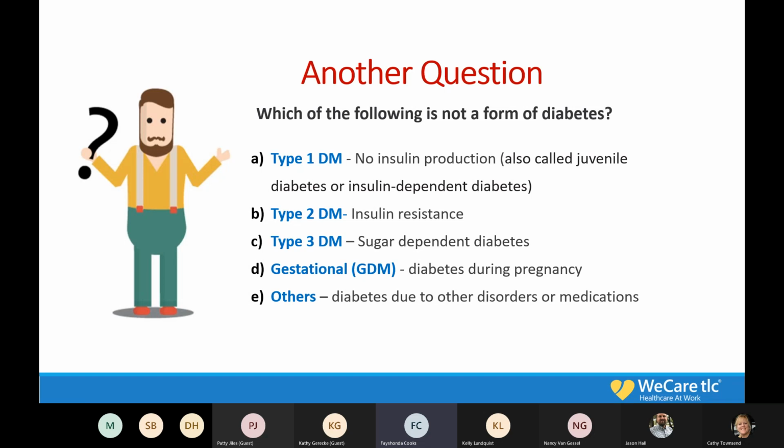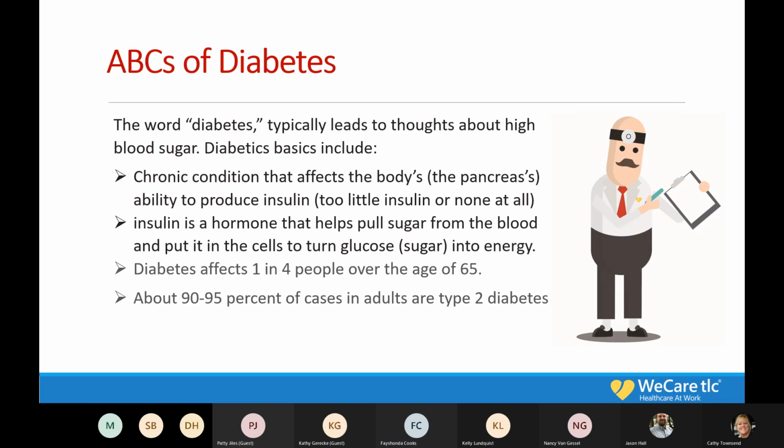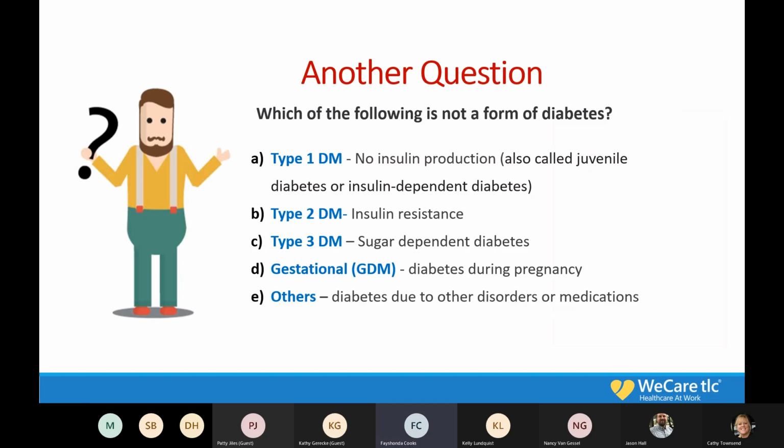Okay, well, the correct answer is indeed C, type 3 sugar-dependent diabetes. Some of us may recall old verbiage for diabetes, me saying sugar, or I have sugar, or they have sugar diabetes. That's not an actual term, and there's never going to be a diabetes that is dependent on sugar. So that one would not be right. So if you said C, then you would be correct.